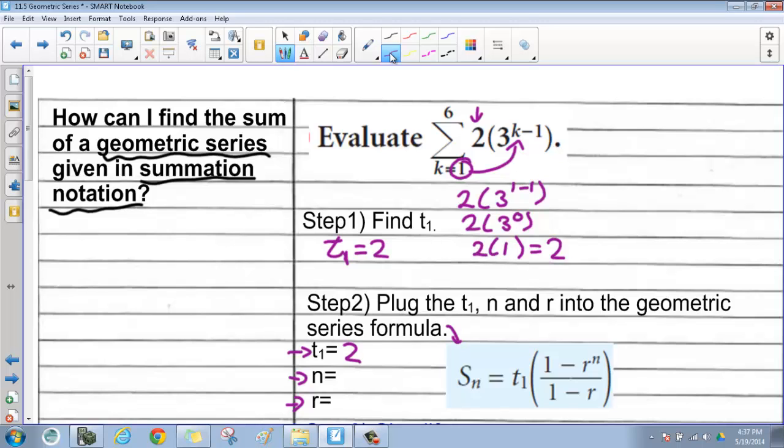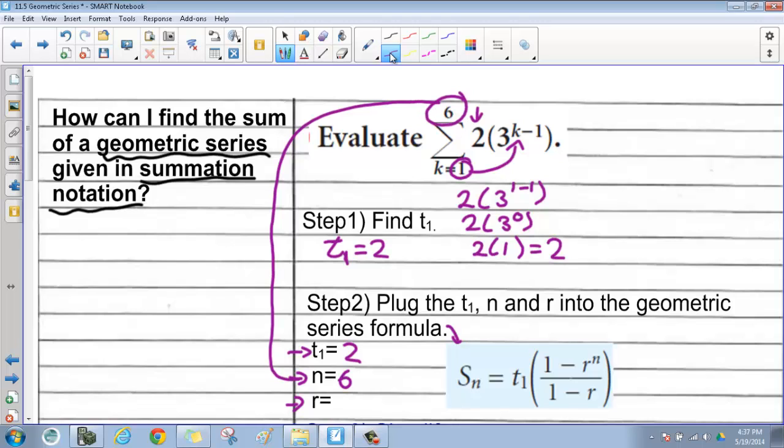The next thing we have to do is plug the t sub 1, n, and r into the geometric series formula. What? You're saying, Mr. Benson, we haven't figured out the n or the r. And I said, you're correct, we haven't. But I'll show you this. They give it to you right in here. Our n is this 6 up here. That is our n. Isn't that clever? They just hide it right there. That's the number of terms we're going to have.